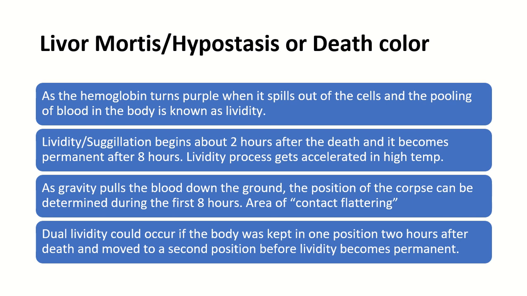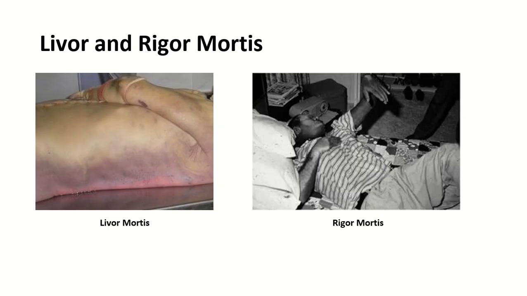Livor mortis, hypostasis or death color. Due to the depletion of oxygen, hemoglobin turns purple and blood will come out of the cells into the body. This process is known as lividity. So there is a layer of bluish purple color that you can see. Here in this picture you can see the bluish purple coloration. This is due to the lividity.